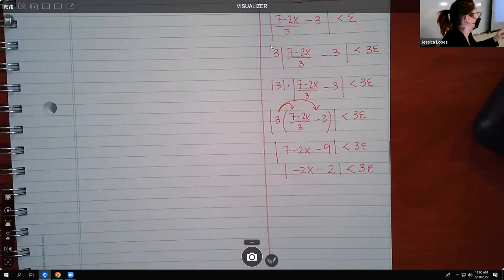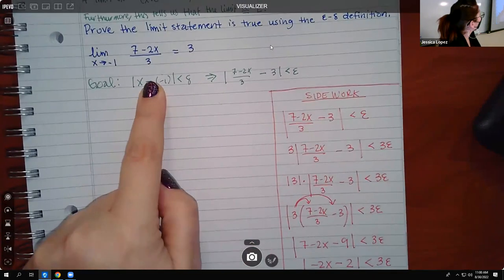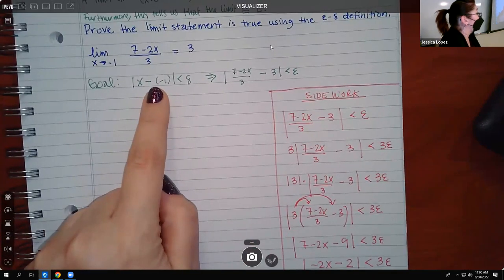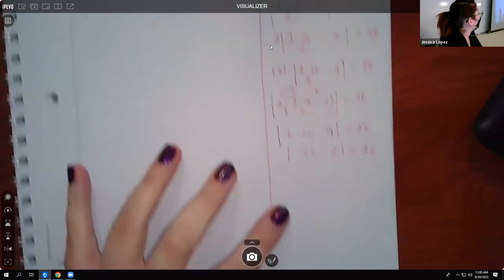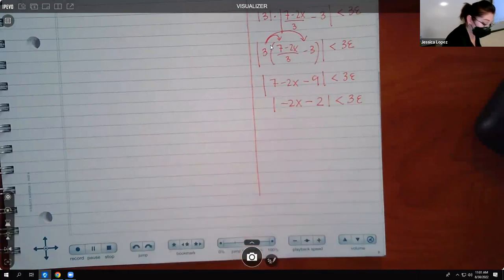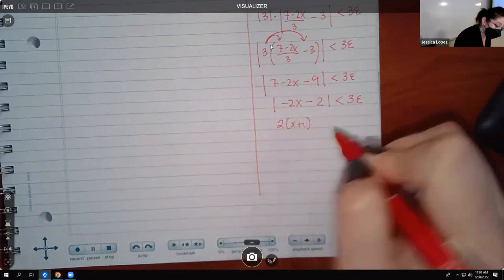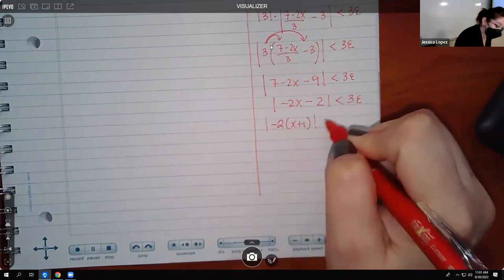More than 2, -2, yes. Because what's in here? That's actually x plus 1, right? So my goal is to try to make this have an x plus 1, okay? So yes, we do have to definitely factor out a 2, but to make it x plus 1, we want to factor out a negative 2.